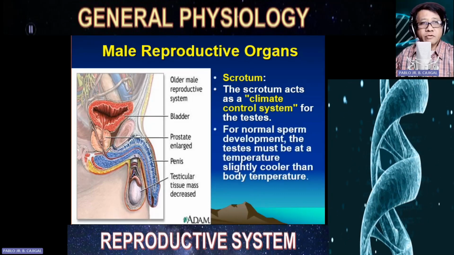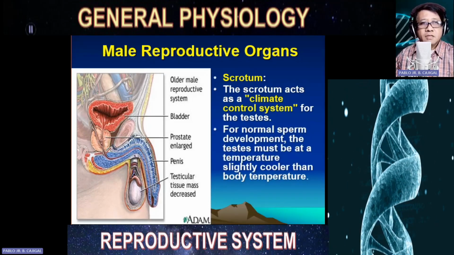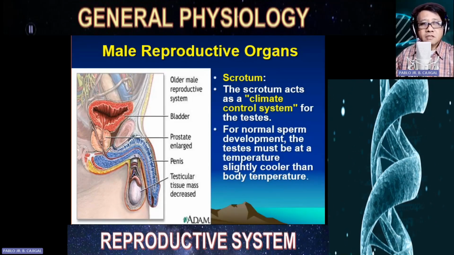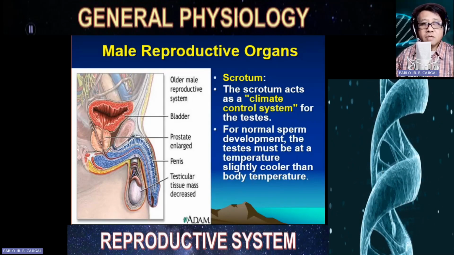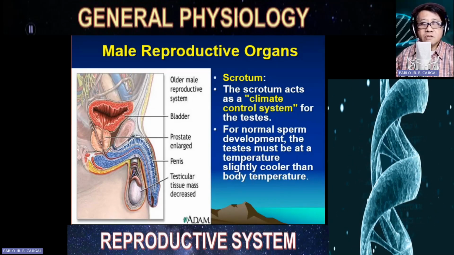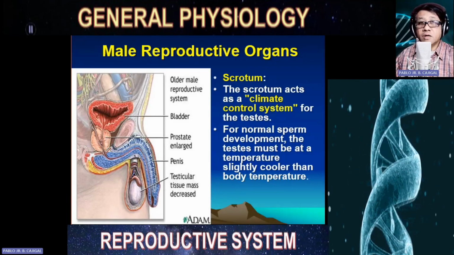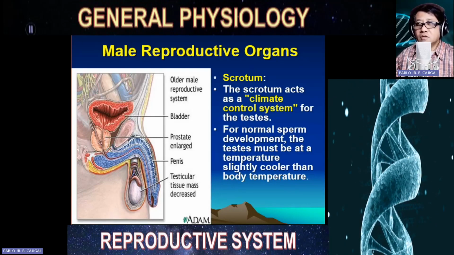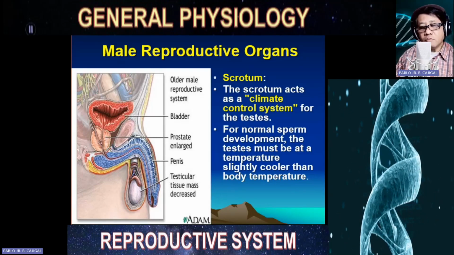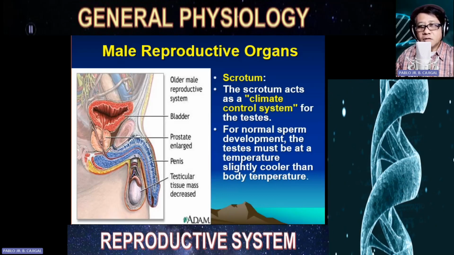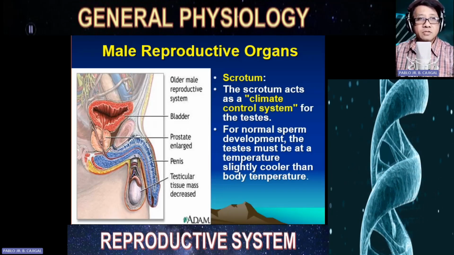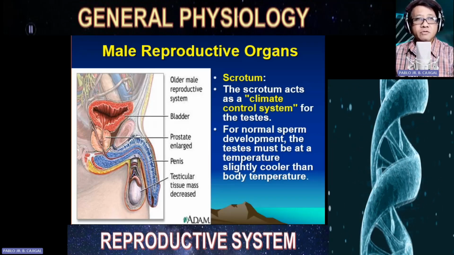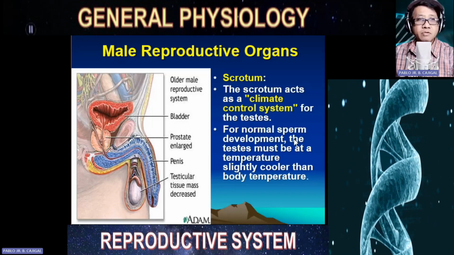Now, bakit climate control system? For normal sperm development, the testes must be at a temperature that is slightly cooler than body temperature. So, ibig sabihin nito, sperm development or spermatogenesis needs a lower temperature. Kaya hiwalay siya sa abdomen, no? Kasi pag humiwalay ka sa abdomen, medyo magda-drop konti yung temperature, na which is conducive for spermatogenesis or normal sperm development. So, kailangan ng lower temperature.